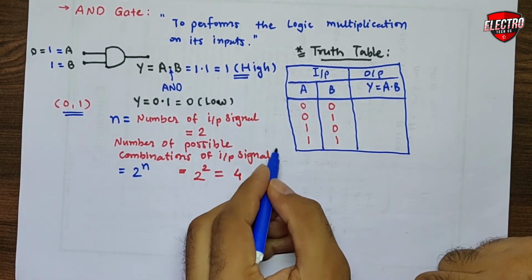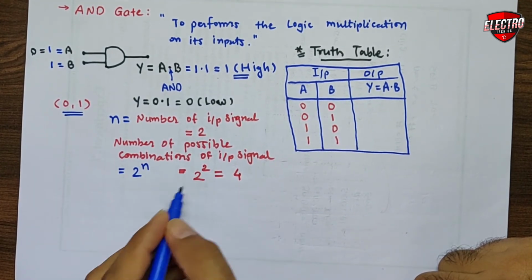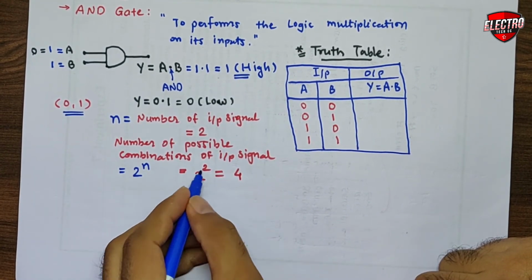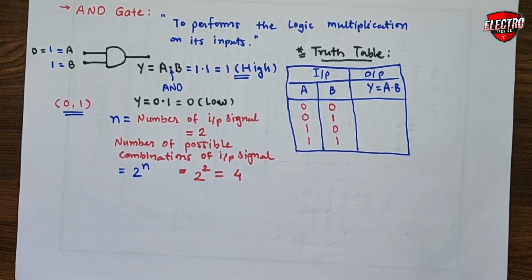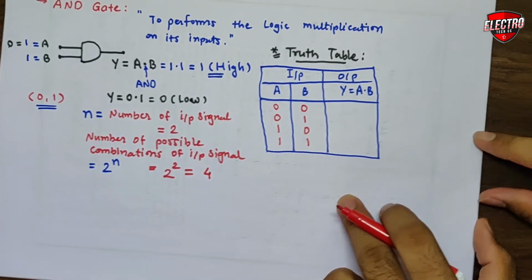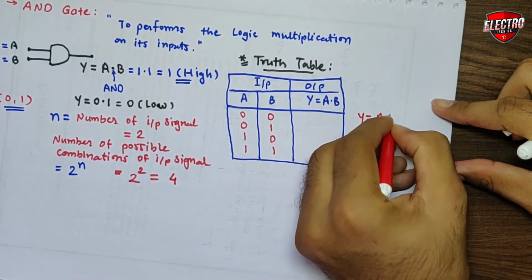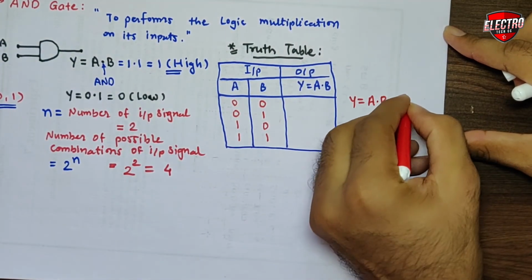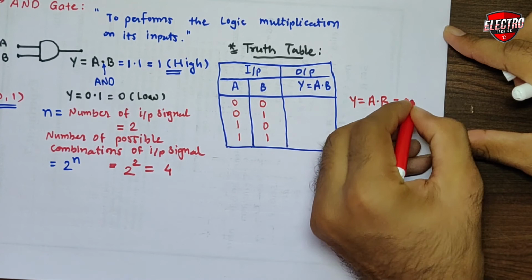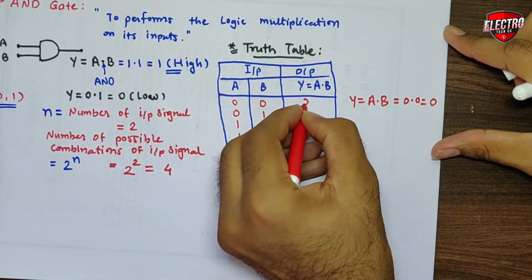In our case, the AND gate has 2 input signals, so n is equal to 2. That means 2 raised to 2 is equal to 4 possible combinations. Now let us check the output signal. In the first case, y is equal to a dot b. Here a is equal to 0 and b is also equal to 0. That means we get output equal to 0.